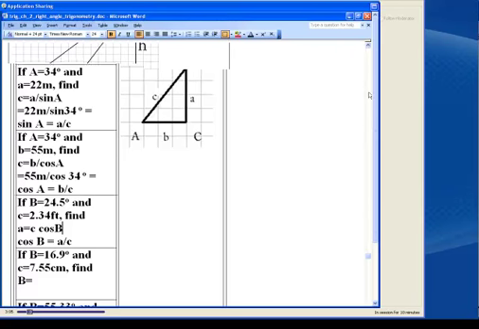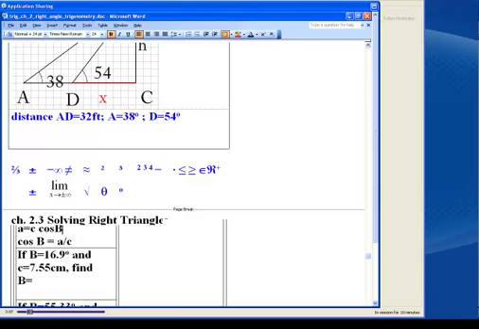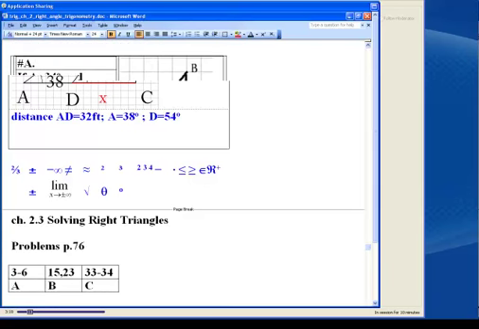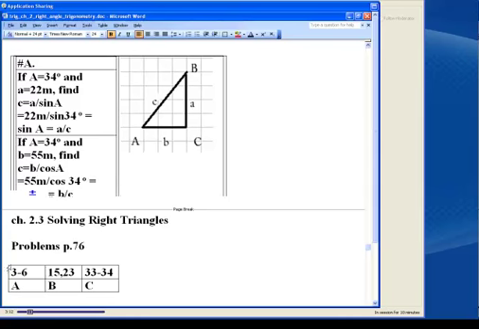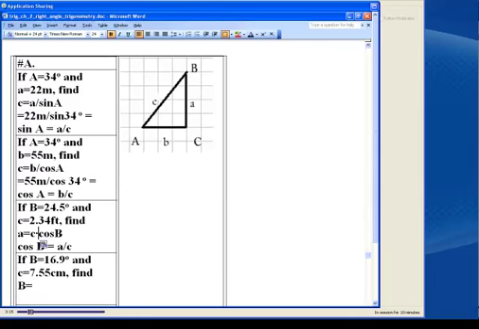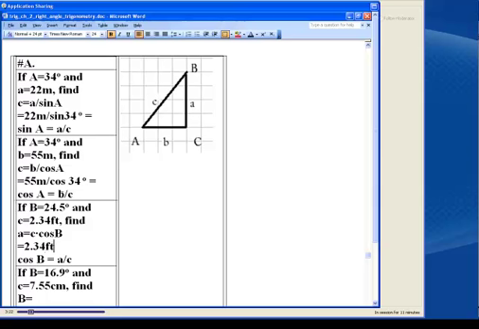And let's see if I can borrow a times sign from somewhere. There it is. So a equals 2.34 feet times cosine of 24.5 degrees, and we'll see what we come up with for that. And again, I'll write this down on the side: 2.34 times cosine 24.5 degrees.